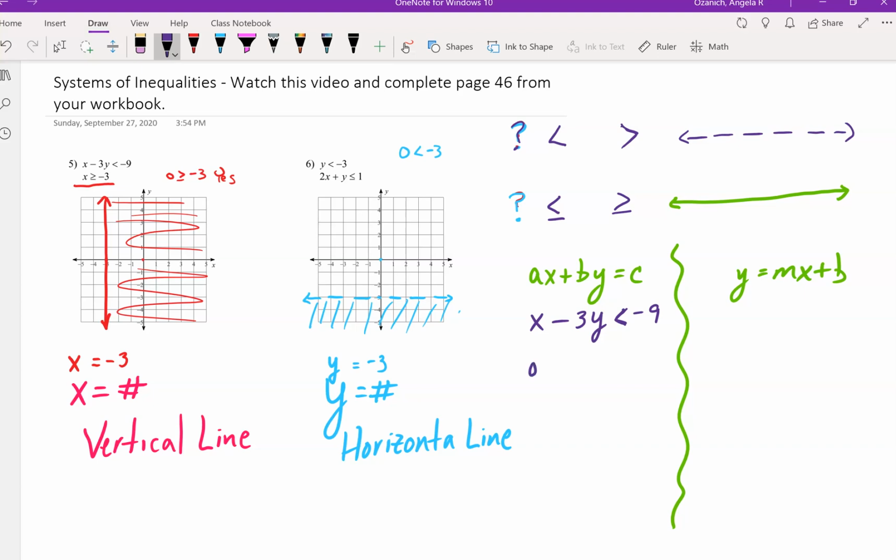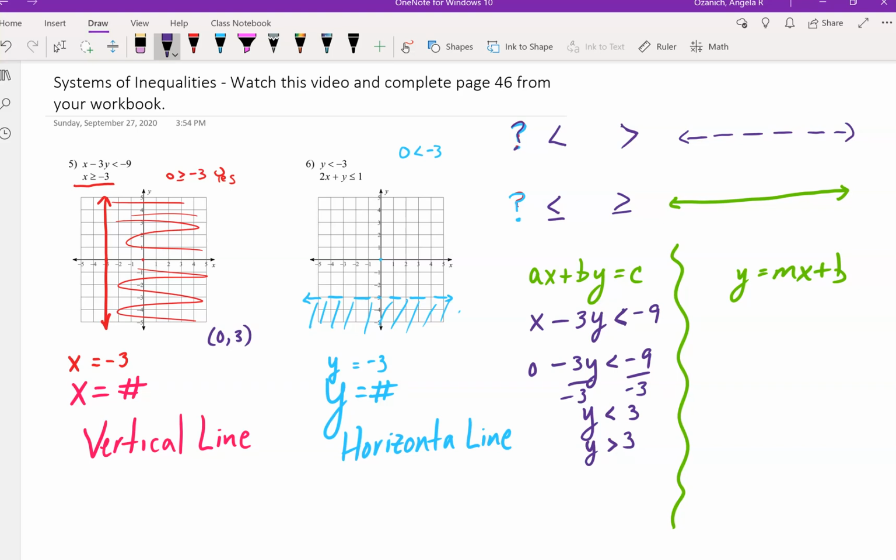So if I plug a 0 in for x and solve for y, dividing by -3, I get y is less than, switch your inequality because you've divided by a negative, 3. Okay, so I have the point (0, 3). I'm going to just mark it right there. That was when I plugged in a 0 for x. I got a 3 for my y.